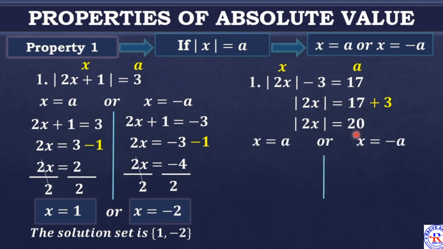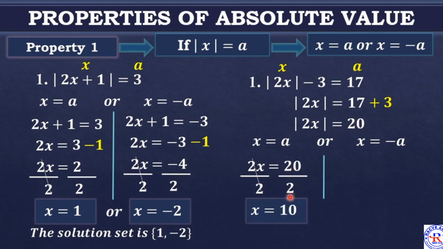Okay, so apply natin yung property. x is equal to a or x is equal to negative a. So, ito yung x, ito yung a. So, 2x, this is your x, is equal to a. So, is equal to 20. And then, divide both sides by 2. So, cancel na to. So, x is equal to 10.